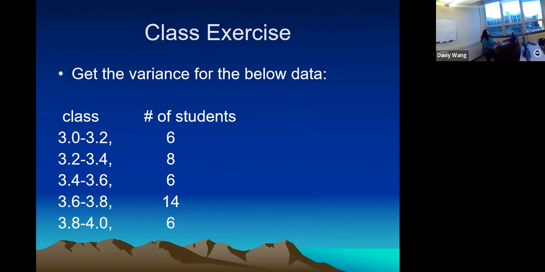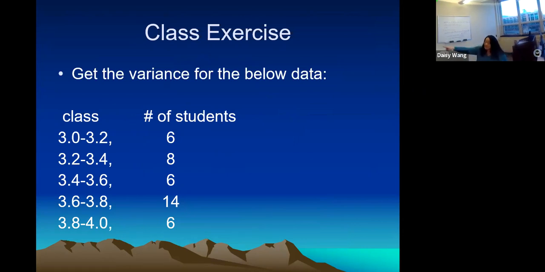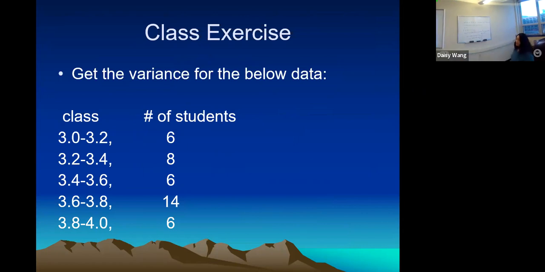So that's it. Want to do this one? Okay, let's do this one. So this is also kind of complicated. So the first thing is to find the midpoint for this. This is GPA. Calculate GPA.